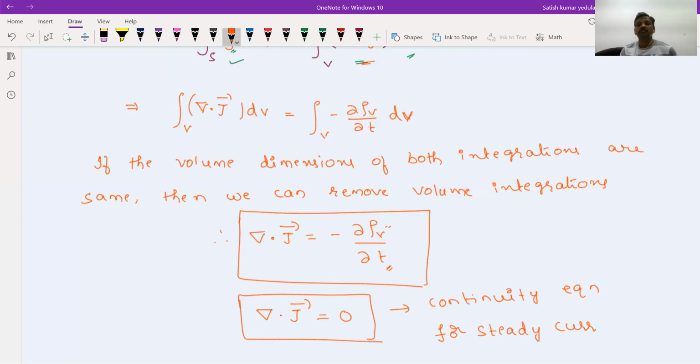Steady current means the charge here is not a function of time. This can also sometimes be asked: derive the expression for continuity equation for steady currents. It is nothing new. Once you write this expression, when ρv is independent of time, then we get del dot J equal to 0, which is called the continuity equation for steady currents. This is the continuity equation for current.